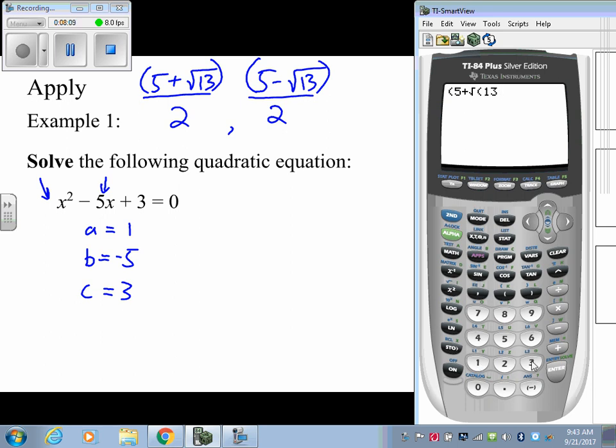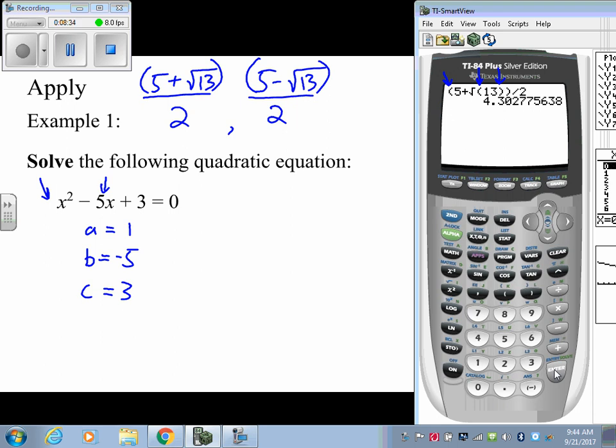And now I'm going to type in my 13. That's the only thing in my square root at the moment, so I'm going to close that parenthesis, and that closes my square root. So you can see that I have a parenthesis here and a parenthesis here that's been closed, but I still have this one for the numerator. So I need to close that parenthesis as well to say that's the end of my numerator. That's the end of the stuff on top, and now I'm going to divide by 2.